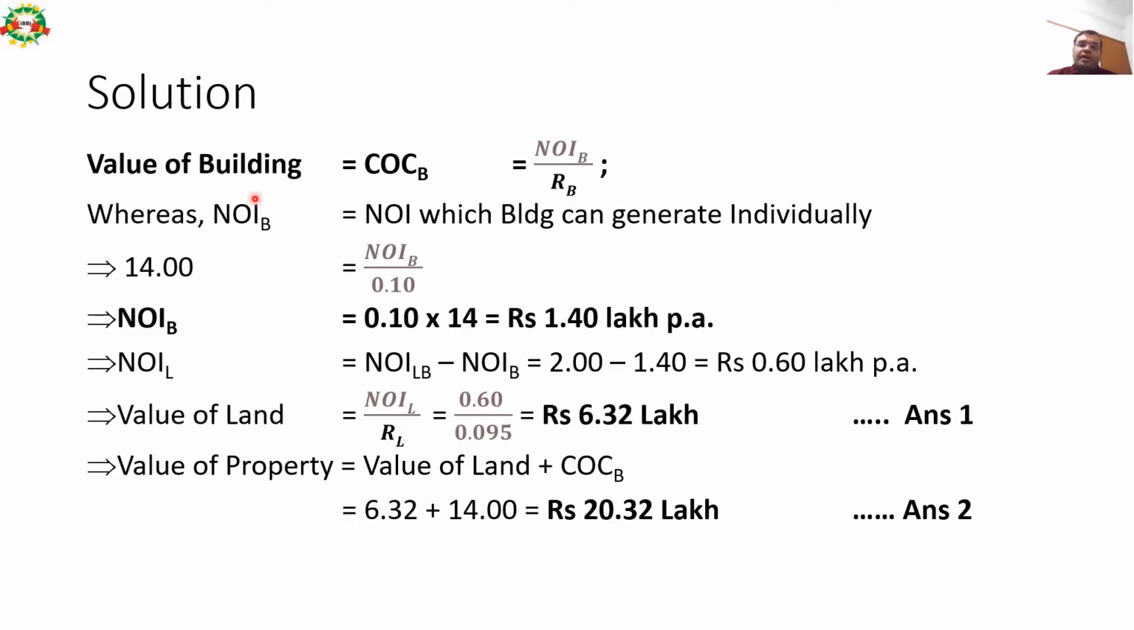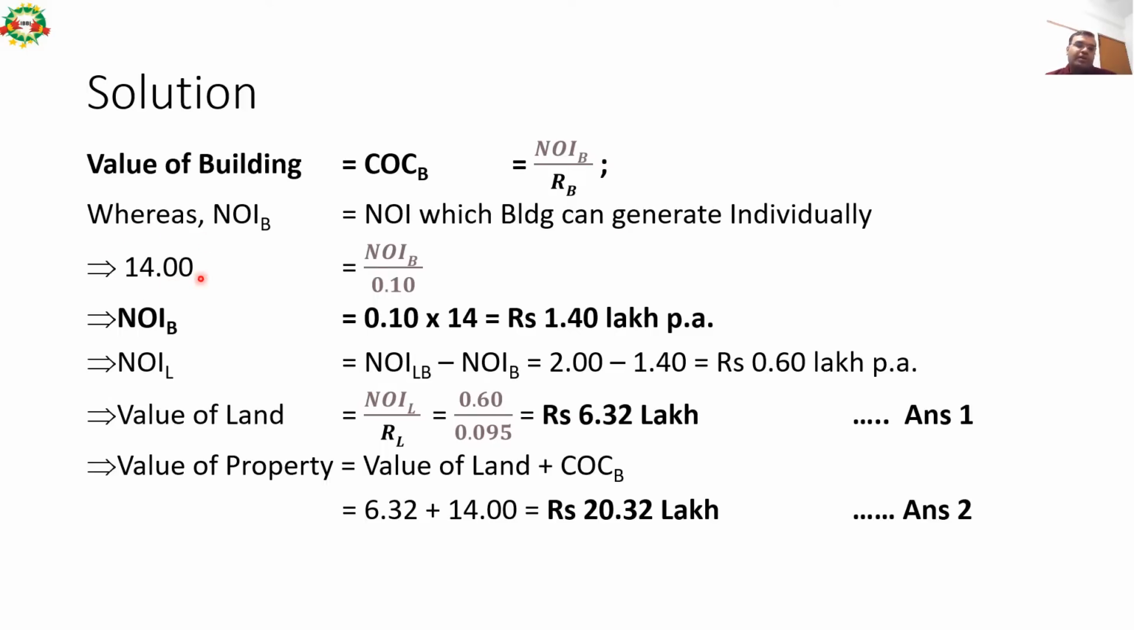So the value of building, as we have already understood the formula through the capitalization method, is equivalent to COC, the cost of construction of the building, and it is also equivalent to the net operating income generated by the building divided by the capitalization rate of the building. So this is the formula which we are going to use. Whereas NOIB is the NOI which the building can generate individually, right?